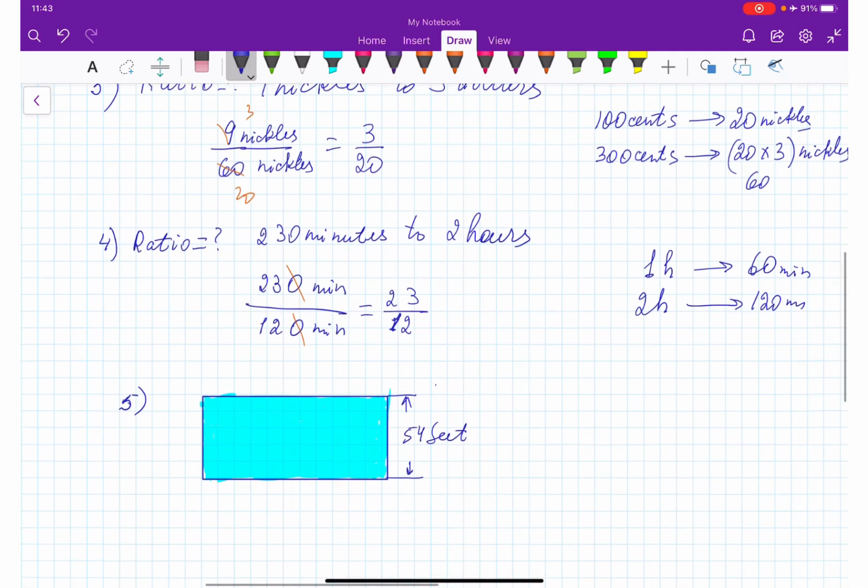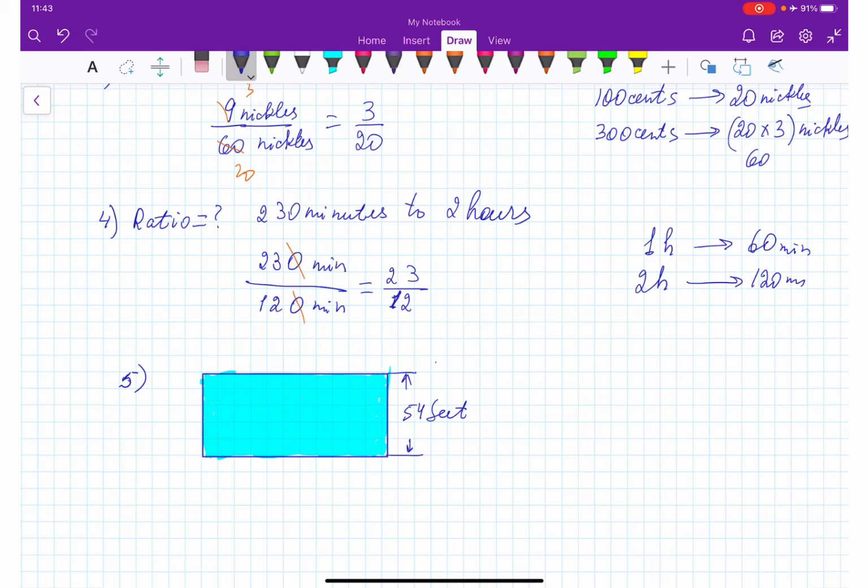All right, that's a width, obviously, because it's shorter. And the length is 92 feet. Okay. So what do we have? Find the ratio of the length to the width. See, it's length to the width.